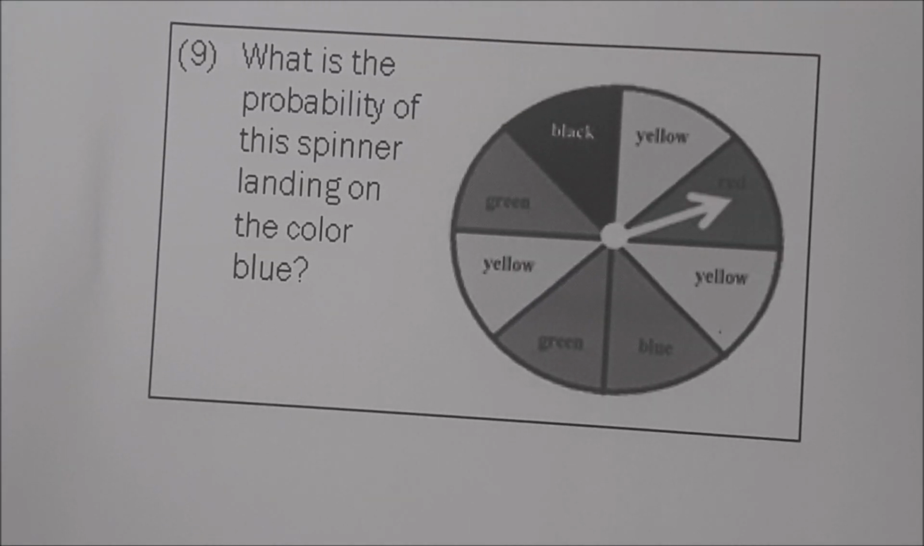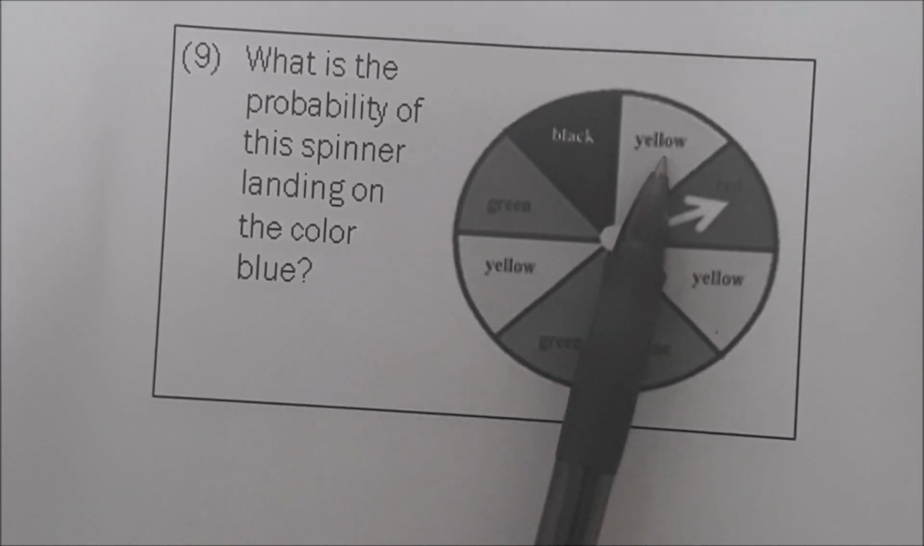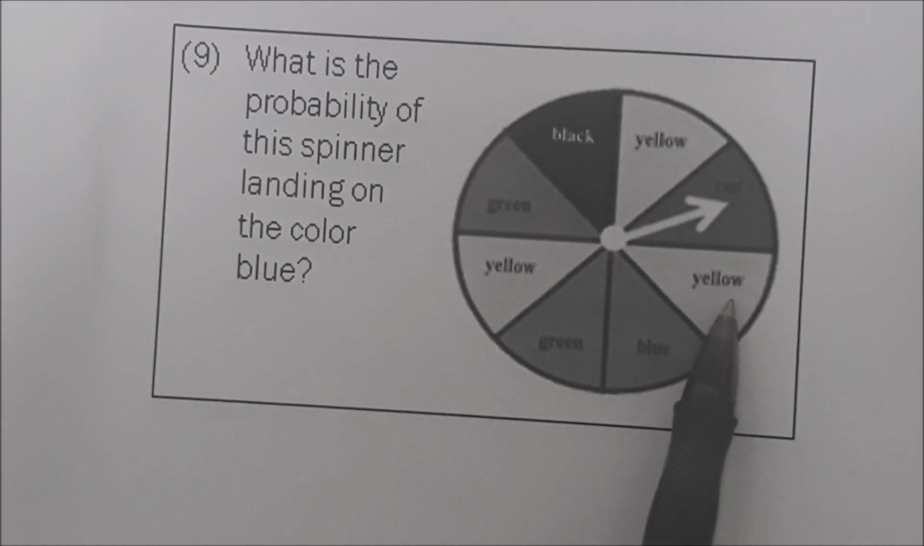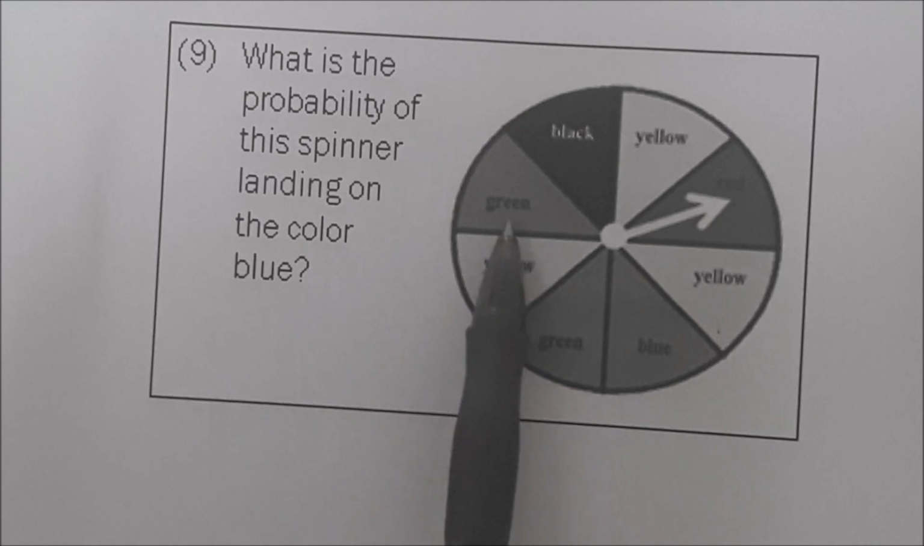Rafaela, we are on number 9. Read it for us. What is the probability of this spinner landing on the color blue? Okay, so let those at home have a chance to work it. This is a probability question, and we have different colors on the spinner. Rafaela, point to the colors and name them as you go, so they would know what the colors are. Just point to the name as you go straight around. Start with black. Black, yellow, red, yellow, blue, green, yellow, green.